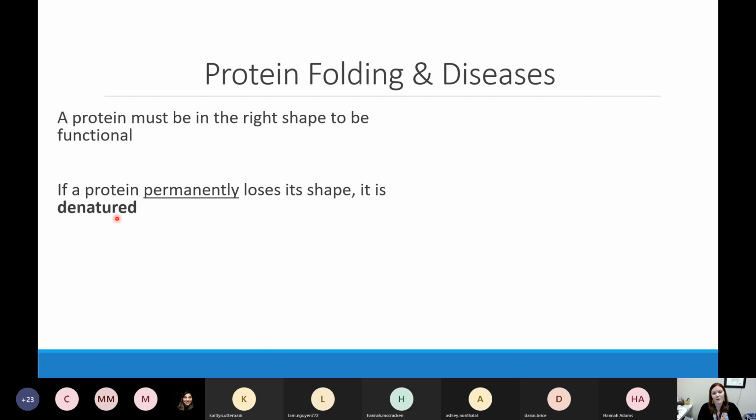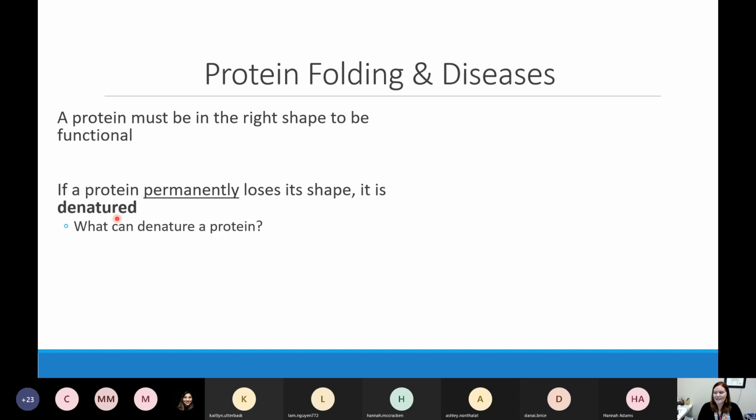Hey, not a trick question. If I can't go back to my correct shape ever, do you think I can go back to my correct job ever? Would a denatured protein be able to do its job? Exactly. We're all saying no. It definitely would not. Denatured proteins cannot do their job. That's why they're so harmful to us.